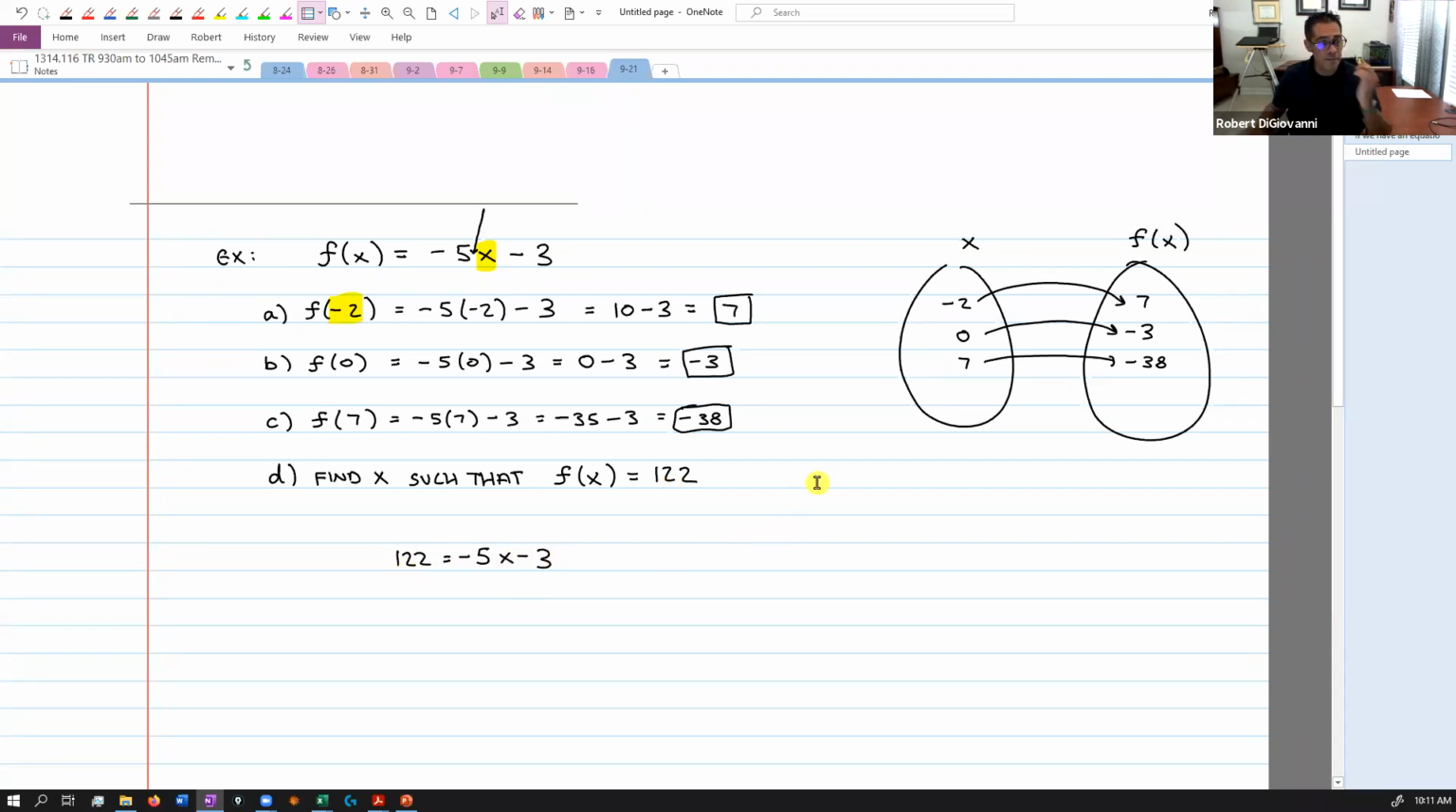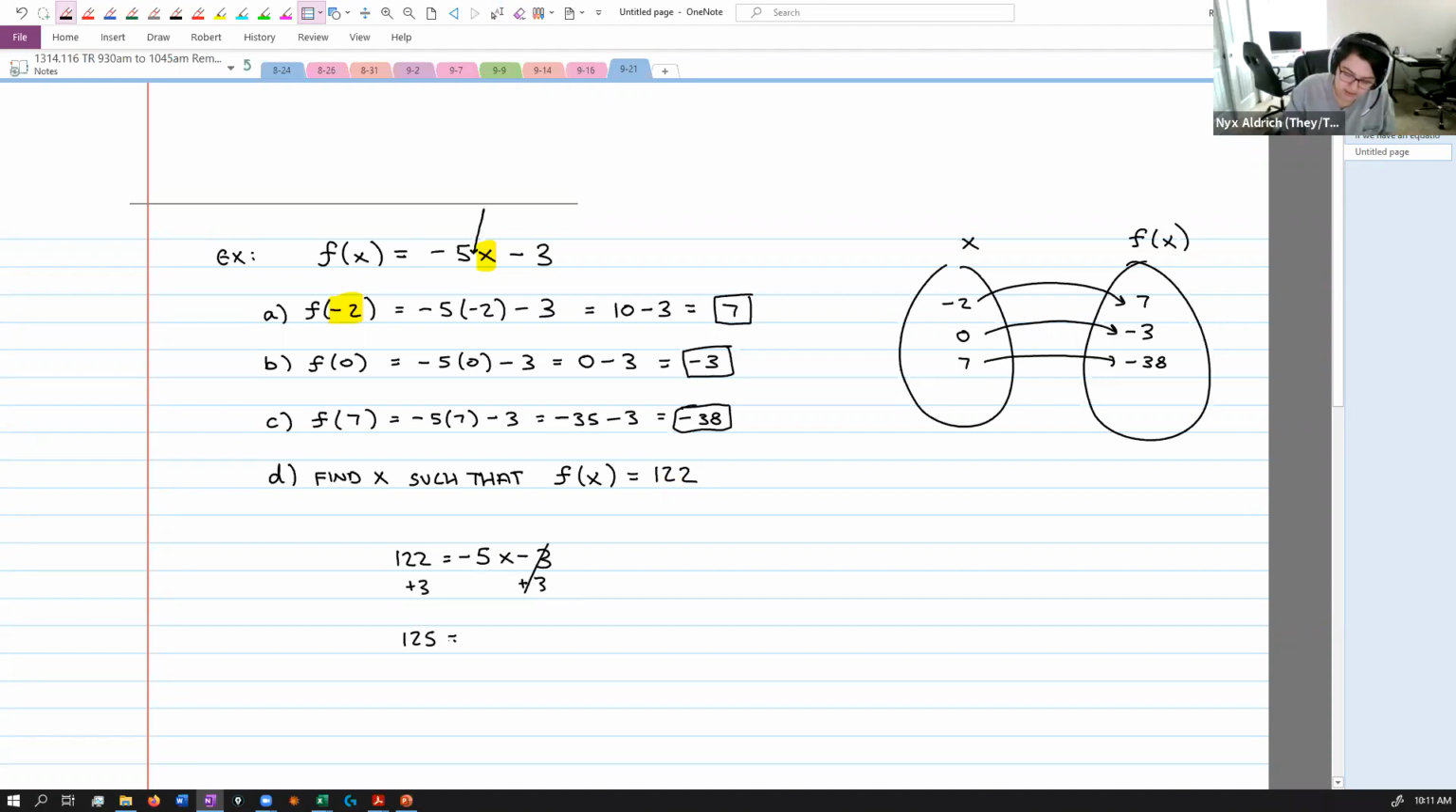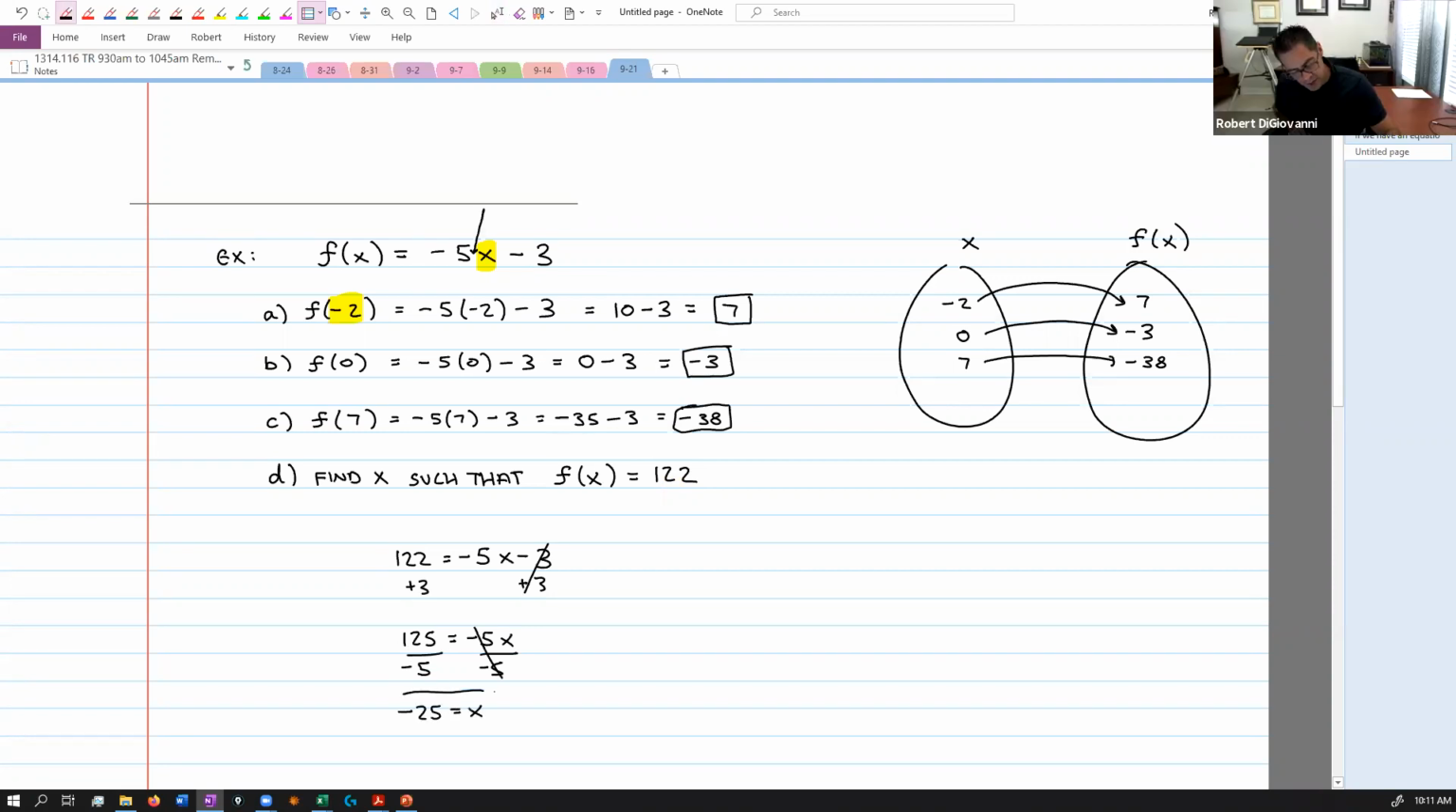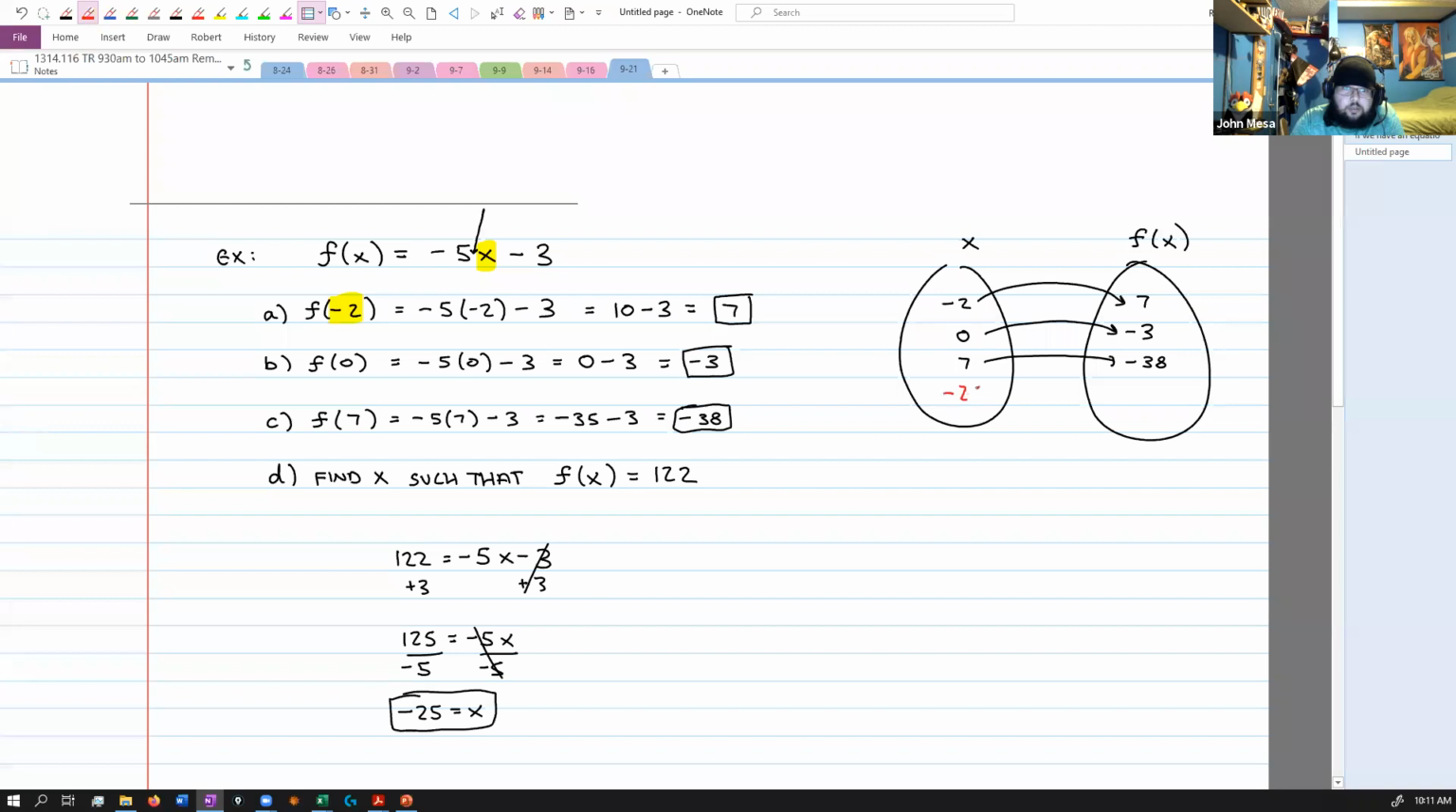Okay, continue. Then you would add 3 to both sides, canceling out the negative 3 and changing the 122 to 125. Mhm. Then you would divide by negative 5, giving you negative 25. So x is negative 25. Good.